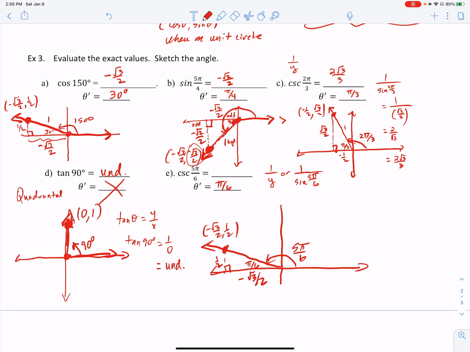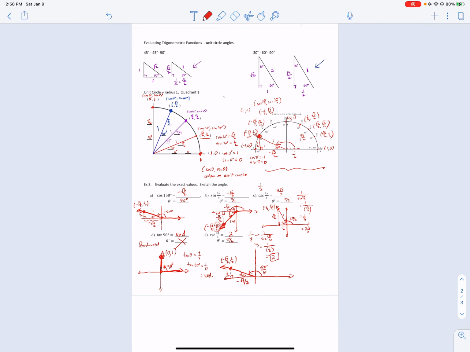And so 1 over y is going to be 1 over 1/2, and when you divide by 1/2, you multiply by 2 over 1, so the value of that is 2, and it is positive because the y-coordinate is positive in quadrant 2. There you have it.